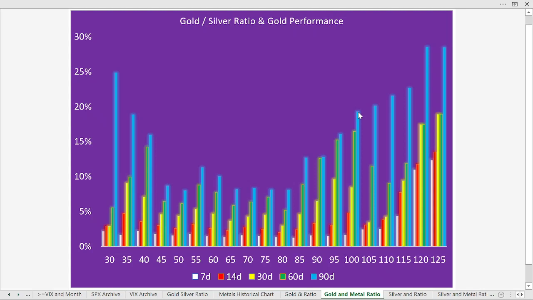But overall, excluding any figures above 80, we tend to see gold actually performs the best when the gold silver ratio is between the 30, 40, 50 level. Then we see a 90-day historical return near 25% if we buy gold with a gold silver ratio of 30.